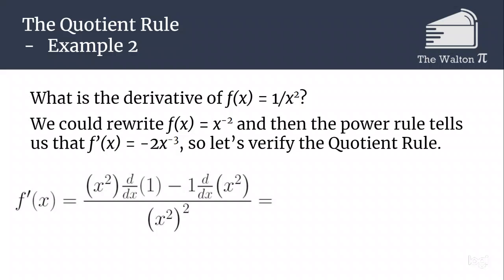So the quotient rule, we have low d high minus high d low all over low low. So x squared times the derivative of 1 minus 1 times the derivative of x squared, all over x squared squared. That becomes 0 minus 2x all over x to the 4th, or negative 2 over x cubed, which is the same thing as negative 2x to the minus 3. So the quotient rule works here as well.